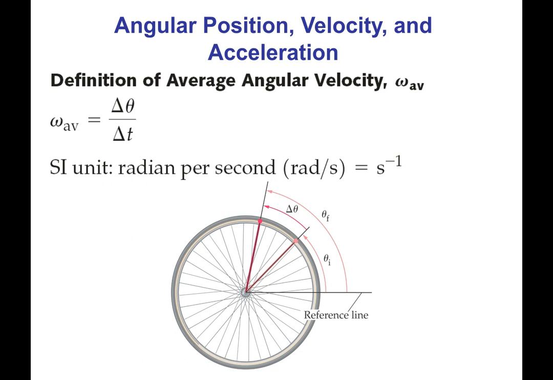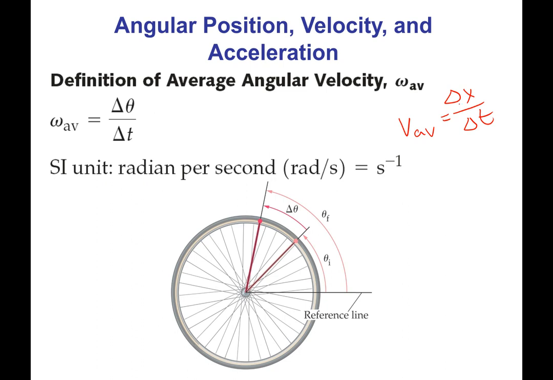We got this. So you have your average angular velocity. And just like if you remember your average velocity, it's your change in distance, which we use x for here, over our change in time.